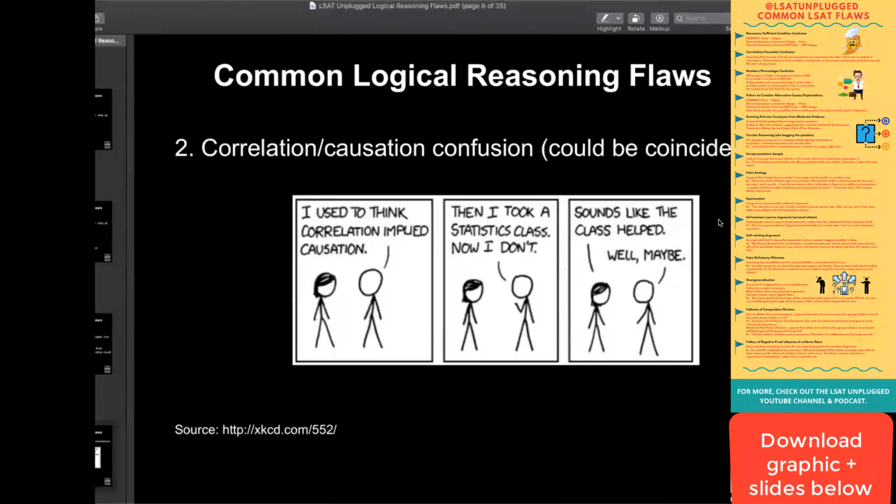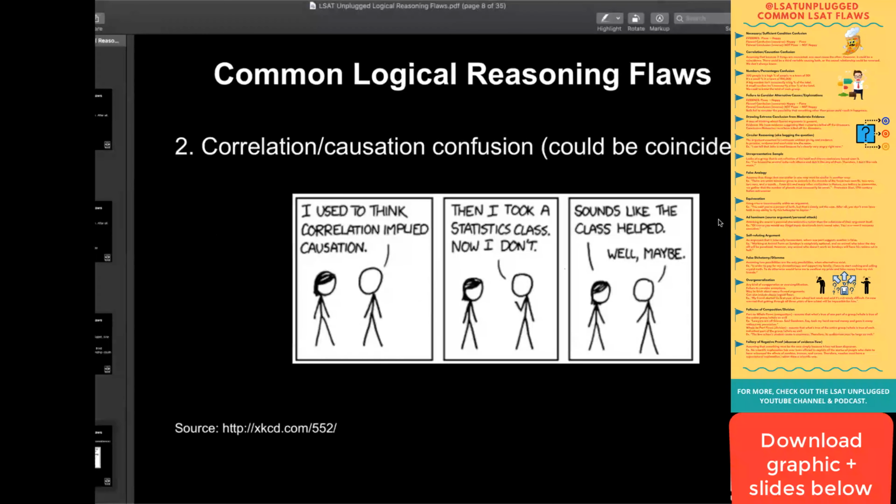So here's one where it could simply be a coincidence. Maybe not. This is just a joke from a comic I like. So it could be a coincidence. That's one possibility. I'm not going to describe the joke because describing jokes is just lame.